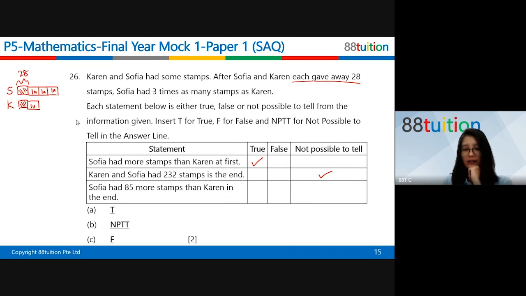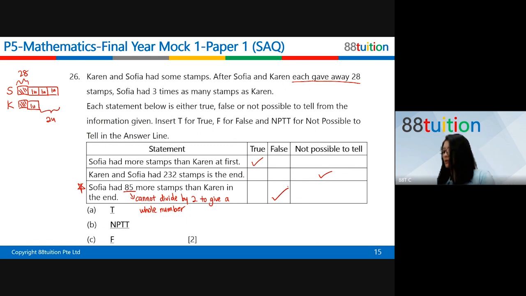Sophia had 85 more stamps than Karen in the end. This is wrong. Why? This is a very interesting question. This is the one that students usually get wrong. It's because you need to see that stamps is a noun. It's supposed to be a whole number. You cannot have a decimal. But you see, the difference is 2 units. 85 cannot be divided by 2 to give a whole number. Okay, that's why it is false.